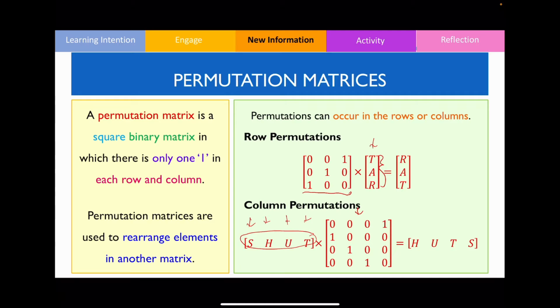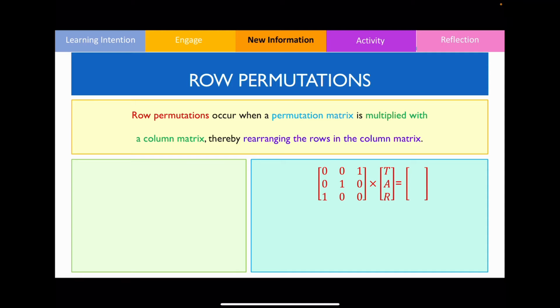Let me now explain in a bit more detail how these processes occur. The first type we'll be looking at is a row permutation. Row permutations occur when you have a permutation matrix multiplied by a column matrix, and it shuffles the rows found in the column matrix. What I've got over here is the permutation matrix, and this is being multiplied by the column matrix. In order to shuffle the elements in a row permutation, you need to follow these steps. The first step is to analyze the position and location of the number 1 found in each row of the permutation matrix.